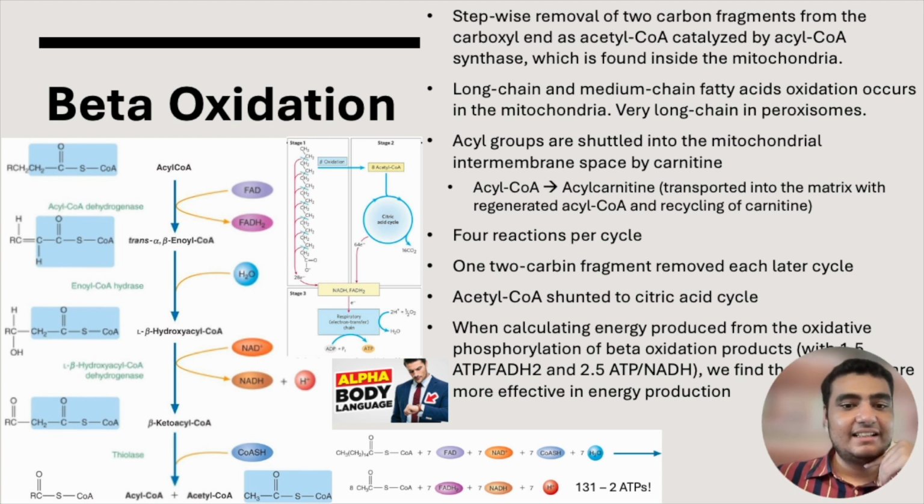My apologies. And when the process happens, all of it ends. We produce a lot of ATP. In fact, it's more effective than glycolysis. It produces more net ATP per fatty acid compared to the equivalent of glucose, for example.